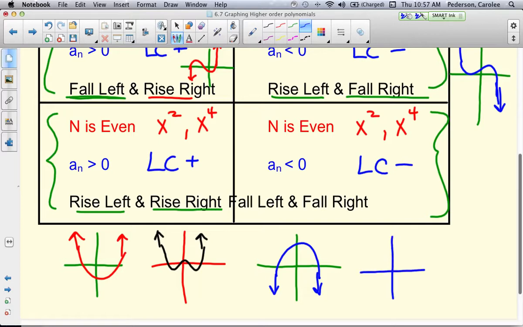And then if we're talking a quartic, a fourth degree polynomial, again, it falls on the left, it falls on the right, but now we have a shape of an M. Please go ahead and finish writing up this slide. It's a very important slide.